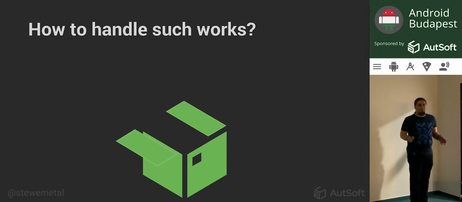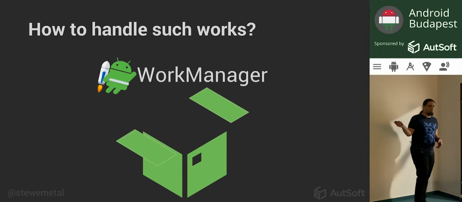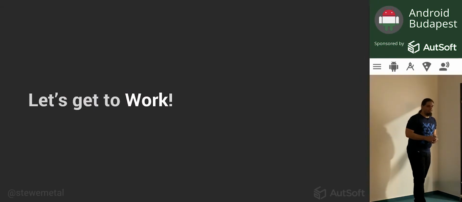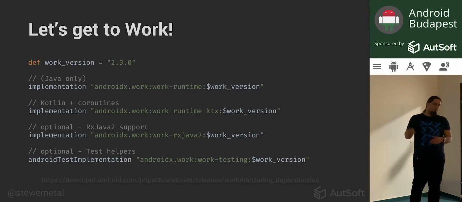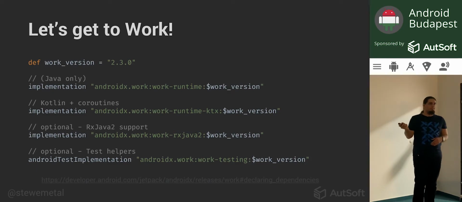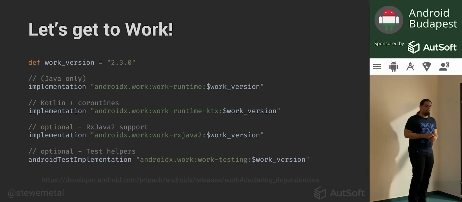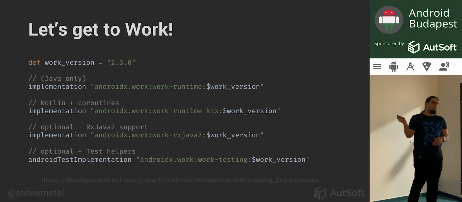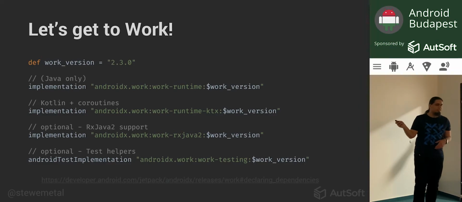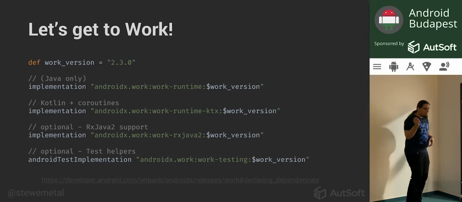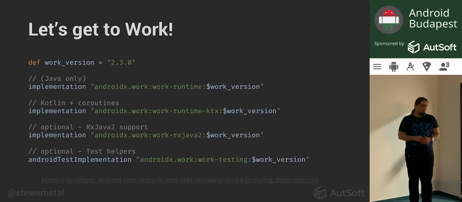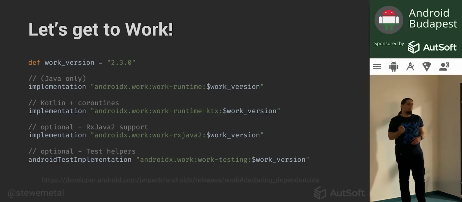But of course, we don't have to do all of this because we have WorkManager to do all of this for us. So without further ado, let's get to work. To use WorkManager, you have to include at least one of these dependencies in your app module's build Gradle file. The first one is for the unfortunate souls who are needed to write Android applications in Java. The second one is for Kotlin and Coroutines. The third one is for the RX support of WorkManager, and the last one is the testing library for WorkManager.